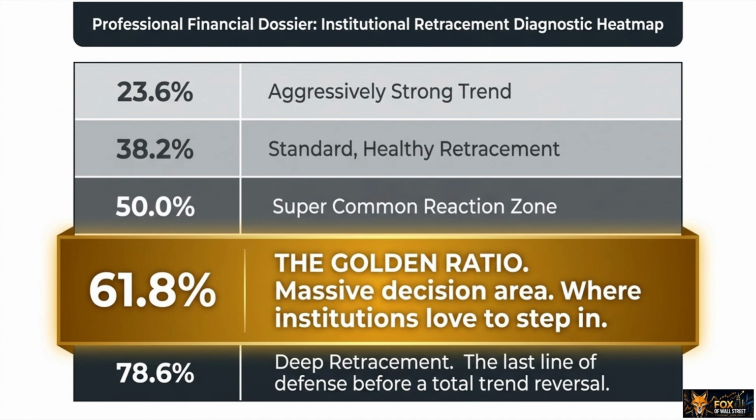For instance, a 23.6% pullback, that signals an aggressively strong trend. Then the 38.2% is your standard healthy retracement. After that, you've got the 50% mark, which is just a super common reaction zone. Down at 61.8% is the famous golden ratio. This is a massive decision area where institutions love to step in. And finally, the 78.6% is a deep retracement, kind of like the last line of defense before a total trend reversal. Just remember, guys, experienced traders view these as zones, not exact to the penny prices.